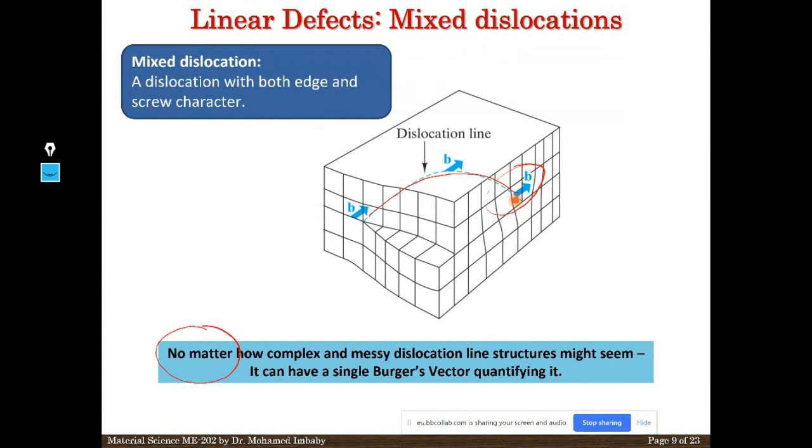No matter how complex and messy dislocation line structures might seem, it can have a single Burgers vector quantifying it. Is that clear, guys? I think this point is clear, right?